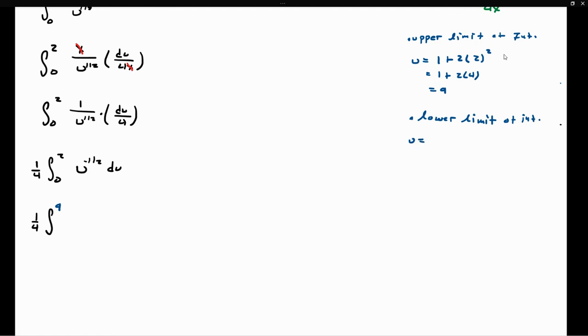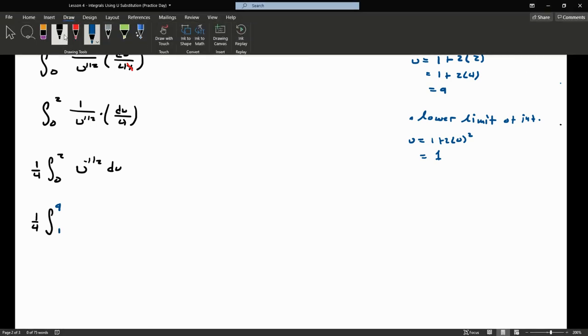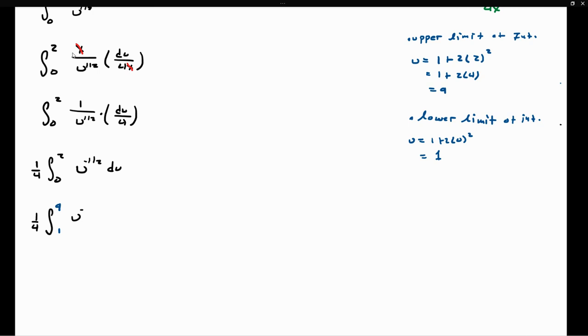We're going to do the same. We're going to take a look at the substitution for u, but now let's plug in the equivalency whenever x is equal to 0. So now we're going to get 1 plus 2 times 0 squared, which is just going to be equivalent to 1. So that implies that my lower limit of integration in terms of u is equivalent to 1. Let me rewrite the whole problem, or what is left here, u to the negative 1 half du.